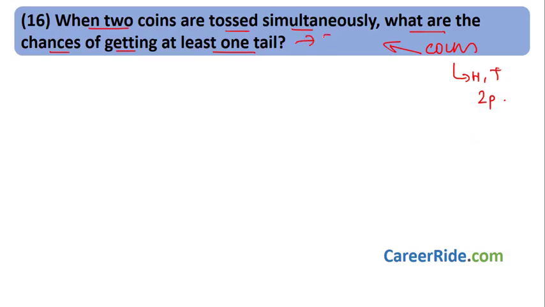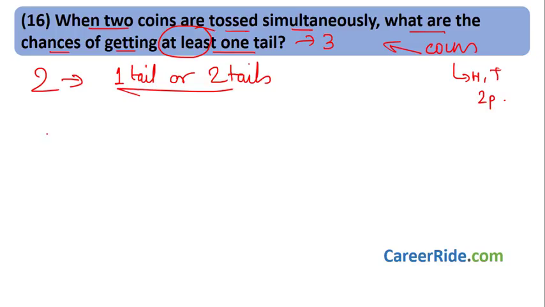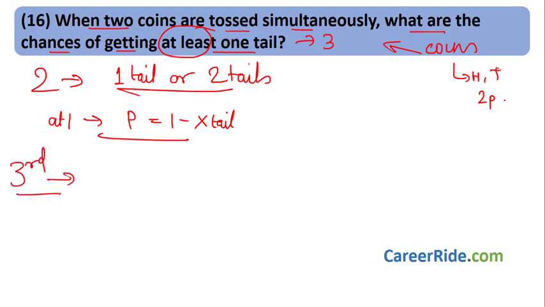Now there are three ways to solve this sum. What is one way? We want at least one tail. That means when two coins are tossed, there can be one tail, or there can be two tails, right? Now you can solve it this way, or the probability of getting at least one tail is nothing but 1 minus the probability of getting no tail, okay? This is the second way to solve it. What is the third way? It is the easiest way, and by common sense and logic, without using any formulas, we can solve it.